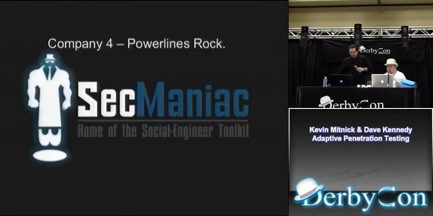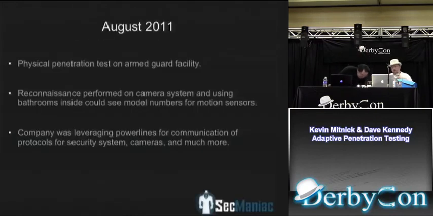Yeah. Company 4, this is for power lines. At DEF CON, we released a talk called Pen Testing Over Power Lines, which leveraged an attack against home automation systems and controllers around X10 devices, as well as broadband over power lines and stuff like that. We were doing a physical penetration test against an armed guard facility. When we started doing reconnaissance, we took pictures of the camera systems and people entering the systems, and looked at the brand names, and there were X10-based controllers that they were leveraging. They were basically using power lines to communicate with those devices and transfer data over those routes.